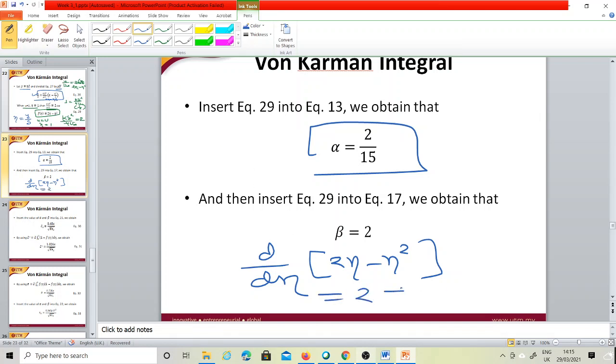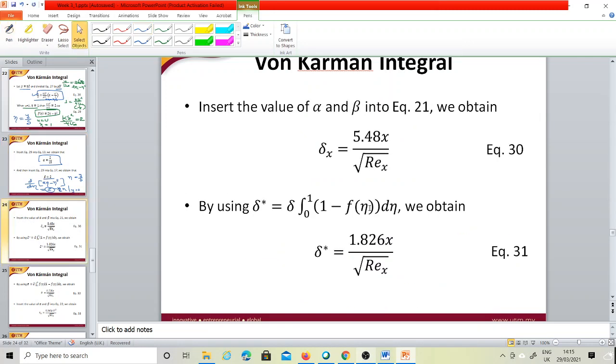And then there is this 2 eta, but as I said, your boundary condition is y is equal to 0. So at y is equal to 0, you can see your eta is equal to what? Y by delta. So if y is 0, your eta will be 0. You will have only 2 here, so that's why your beta is actually 2. Okay, I hope you understand.